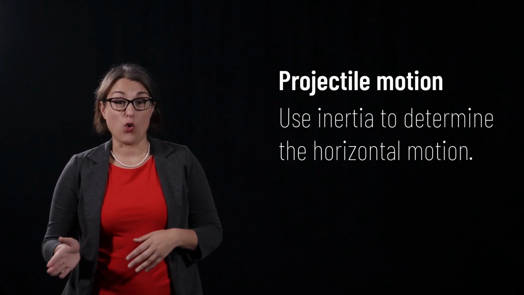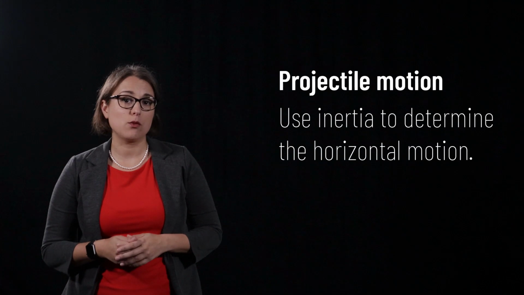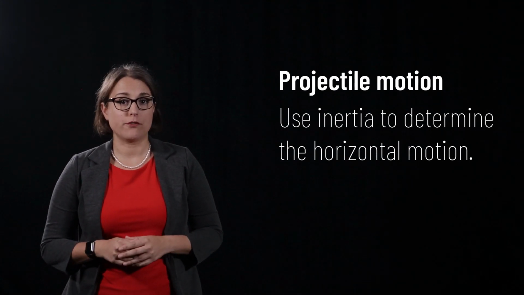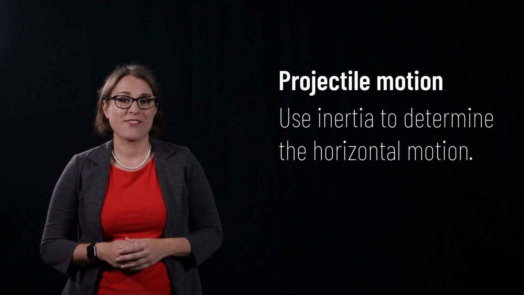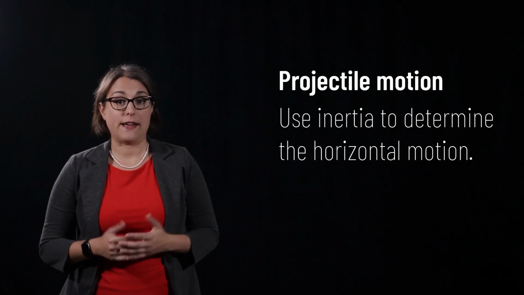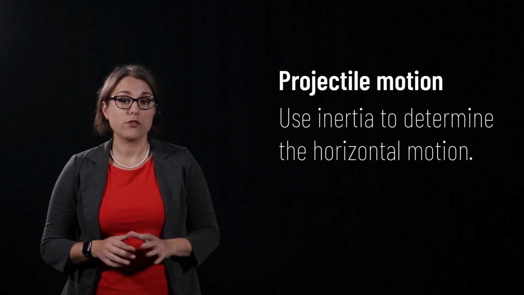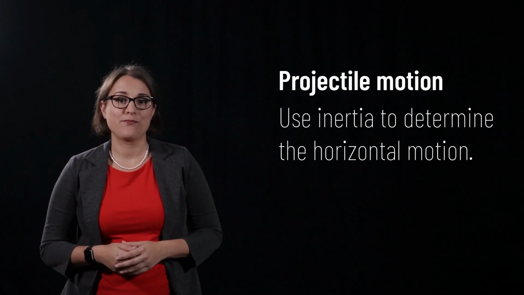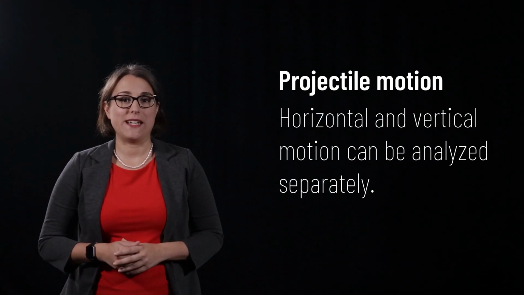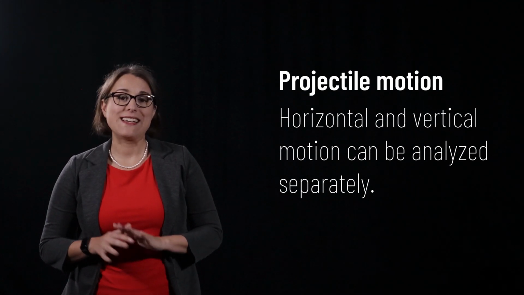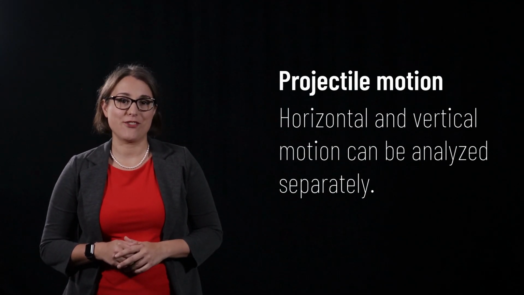To understand how the horizontal motion of the projectile works, we must remember Newton's first law, inertia. The projectile will continue to move at the same speed in the horizontal direction, even while the vertical speed changes due to gravity. Fortunately, we can do an analysis of the horizontal motion separately from the analysis of the vertical motion. Let's look at a demo to convince ourselves that the vertical and horizontal motion act independently of each other.